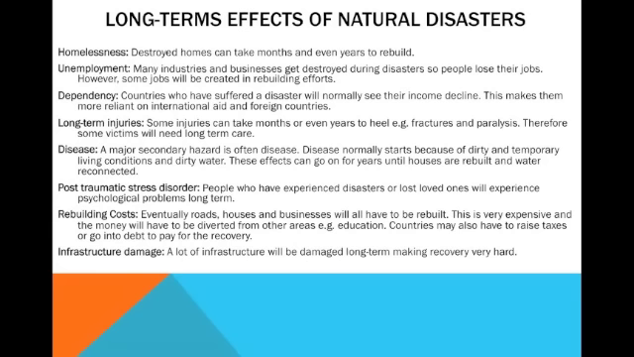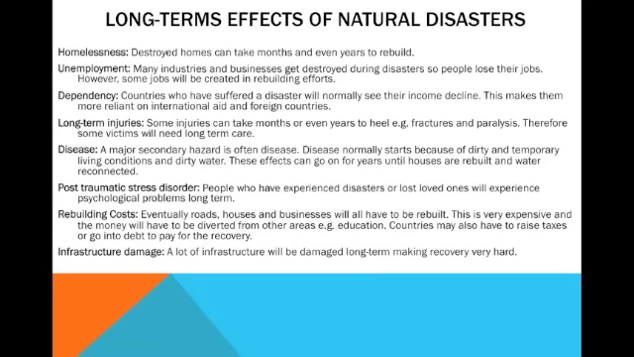Long-term injuries. Some injuries can take months or even years to heal, like fractures and paralysis. Therefore, some victims will need long-term care. Disease. A major secondary hazard is often disease. It normally starts because of dirty and temporary living conditions as well as dirty water.